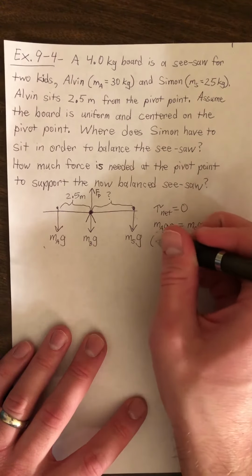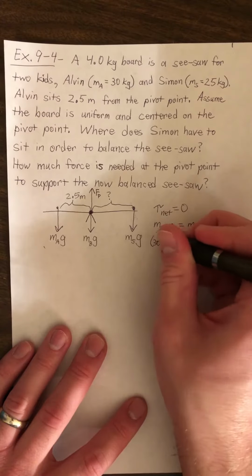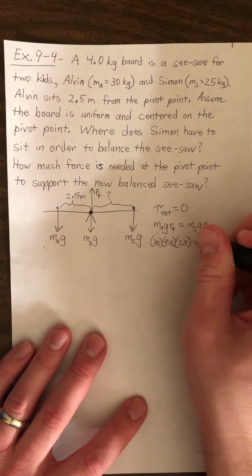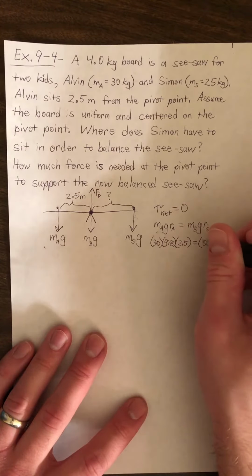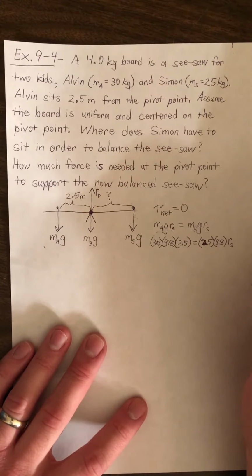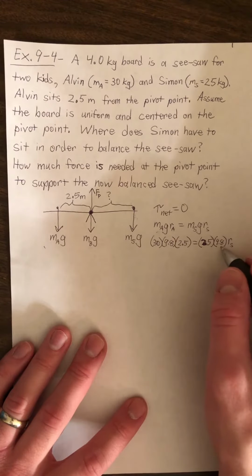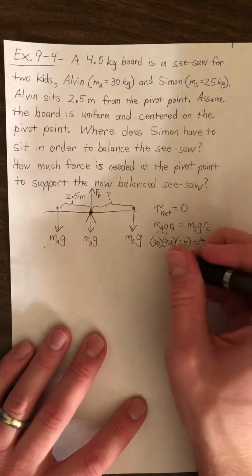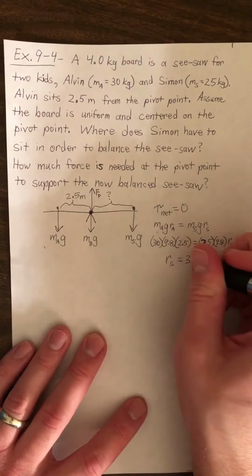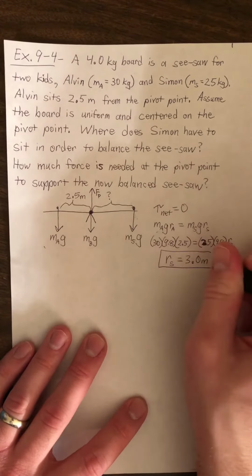So the mass of Alvin, we just fill things in, is 30 kilograms times 9.8 times his distance of 2.5 meters equals the mass of Simon, which is going to be 25 kilograms times 9.8 times the radius we don't know. And we're solving for that radius. So as you rearrange this, you divide by 25, you divide by the 9.8 to the other side, and you would get then a radius for Simon that would equal 3 meters from that center pivot point.